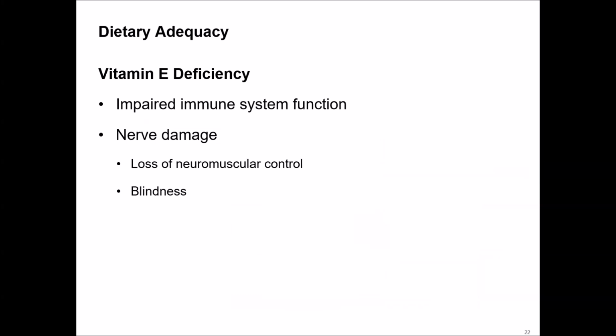Usually, sometimes you do see a deficiency here for vitamin E. And if that's the case, sometimes there's problems with the immune system, or the immune system kind of is impaired. There have been studies that suggest that severe deficiencies in vitamin E may result in nervous system problems, loss of neuromuscular control. So things like perhaps even paralysis can occur with very extreme cases of vitamin E deficiency, or even blindness.